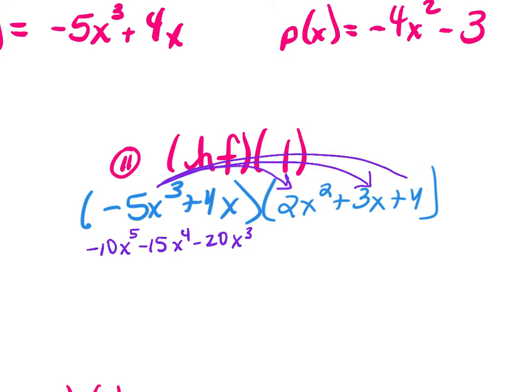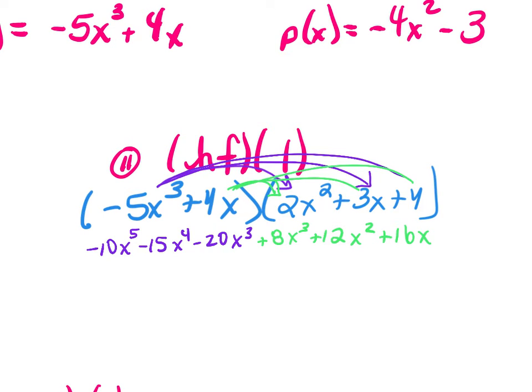Questions? Now we take 4x. So 4x to 2x squared. 4 times 2 is 8, and I have x to the third. 4x to 3x. 4 times 3 is 12, and I have x squared. And then 4x to 4 gives me plus 16x.